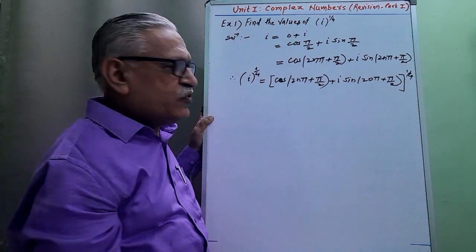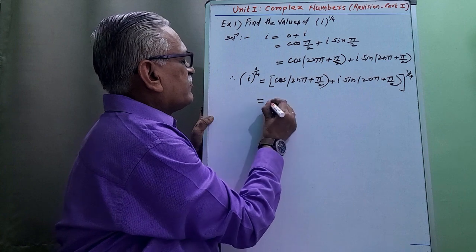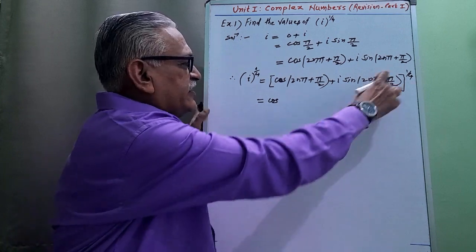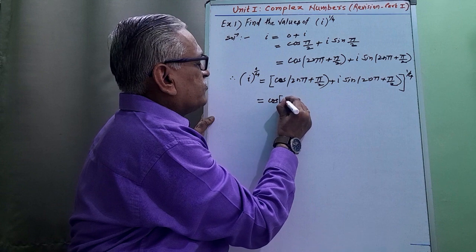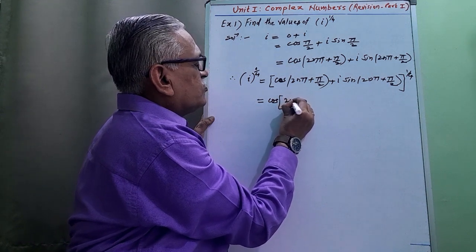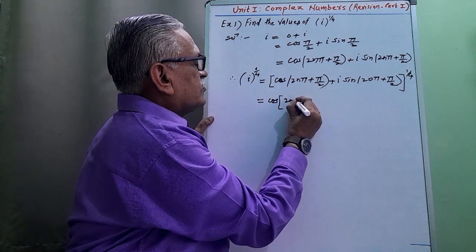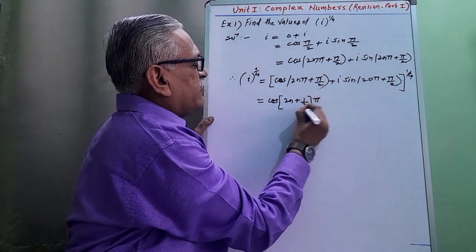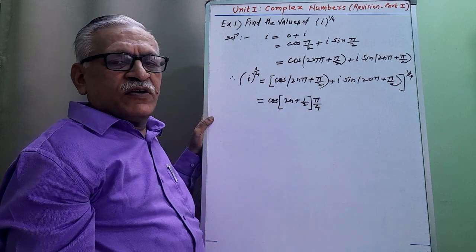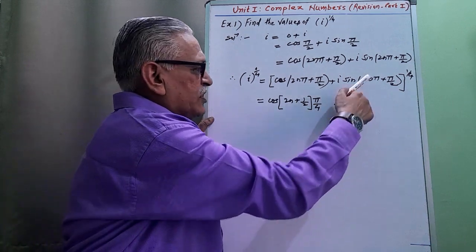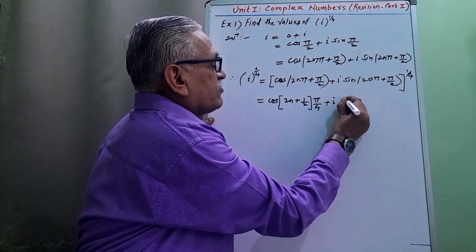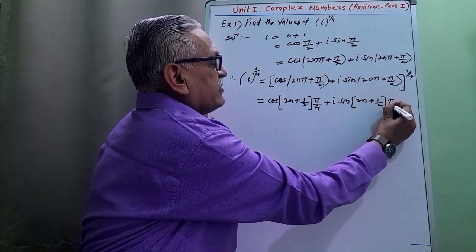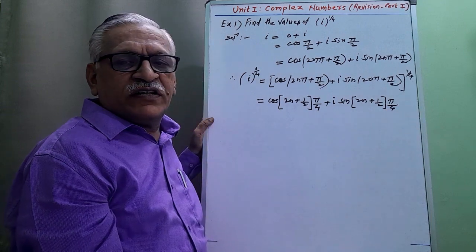And then applying De Moivre's theorem, its expansion is cos theta plus i sin theta raised to n is cos n theta plus i sin n theta, and therefore it becomes cos of 2n plus 1 by 2 times pi divided by 4, plus i sin of 2n plus 1 by 2 times pi divided by 4, using De Moivre's theorem.